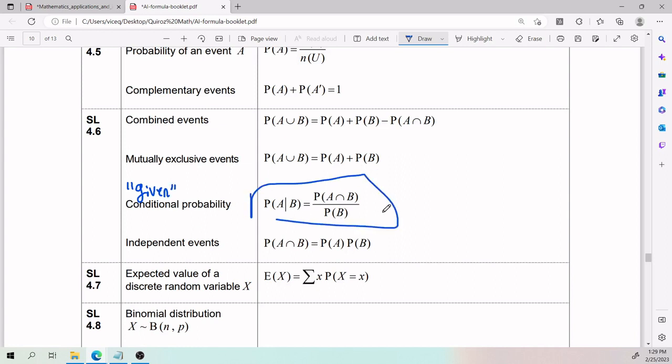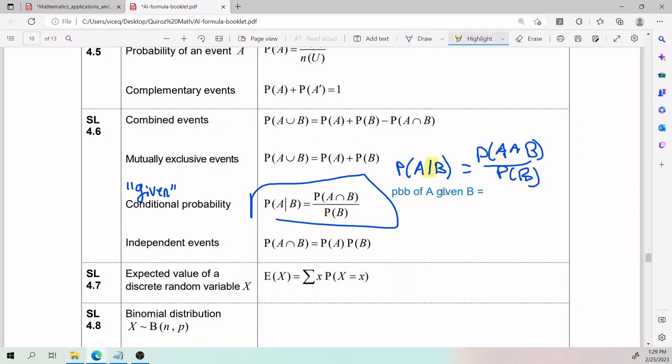It is this guy here. Okay, and so the way you read this is probability of A given B equals that whole thing. Okay, so probability of A given B equals that. Okay, the formula. Point is, this line here is your given. Anyways, so that is where I'm getting this formula from, just so that you know.